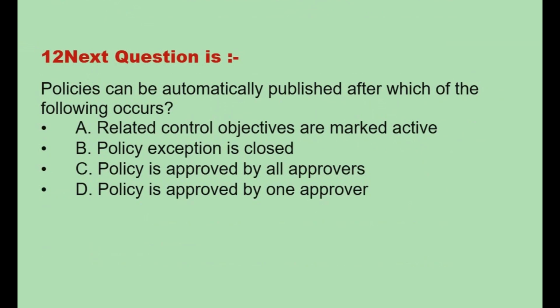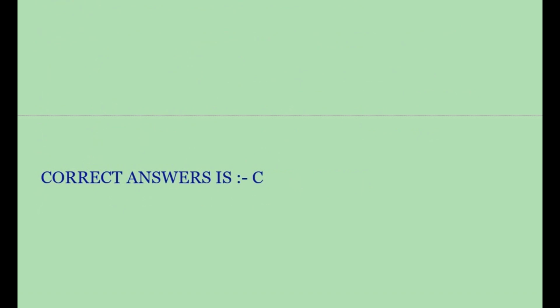Question is, policies can be automatically published after which of the following occurs? Option A, related control objectives are marked active. Option B, policy exception is closed. Option C, policy is approved by all approvers. Option D, policy is approved by one approver. Correct answer is option C.